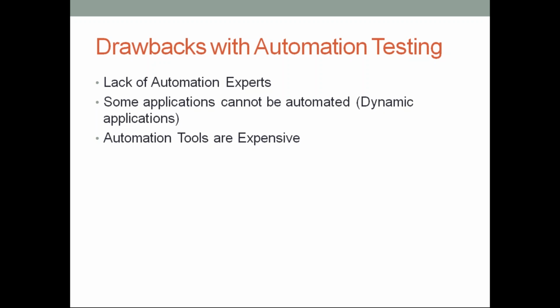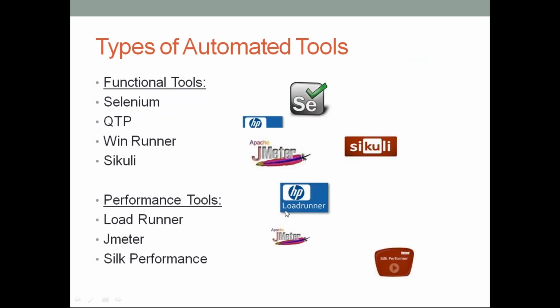Some things may not be automatable at all, right? It's not that 100% of the application will be automated. So once we get an application, we definitely have to analyze it and see what percentage of our application can be automated. That is how it should be. These are the drawbacks we have with automation testing.